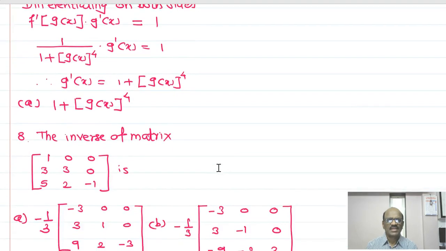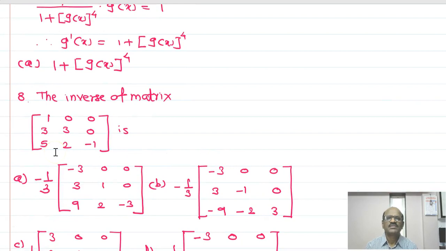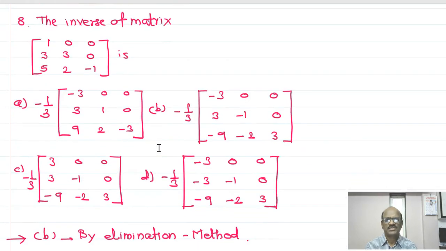Now next question, it's from matrices, the inverse of the matrix. The matrix is given here. This is 1, 0, 0, 3, 3, 0, 5, 2, minus 1. Then which is the inverse of this? Now we will here use the elimination method. It's clear that the determinant of the matrix is minus 3, and therefore everywhere that is minus 3.